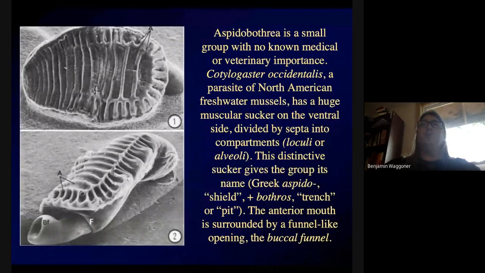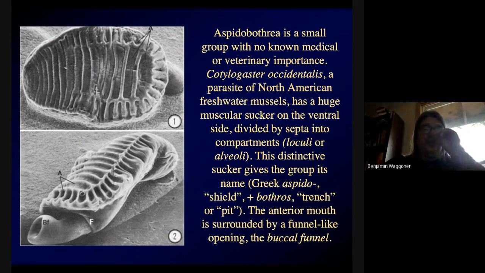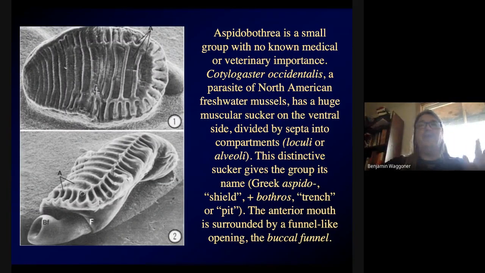It's a small group. They've got no known medical or veterinary importance. They don't parasitize anything that people care about. As far as I know, they don't seem to do a great deal of damage to their hosts, and they can actually live outside for long periods of time.